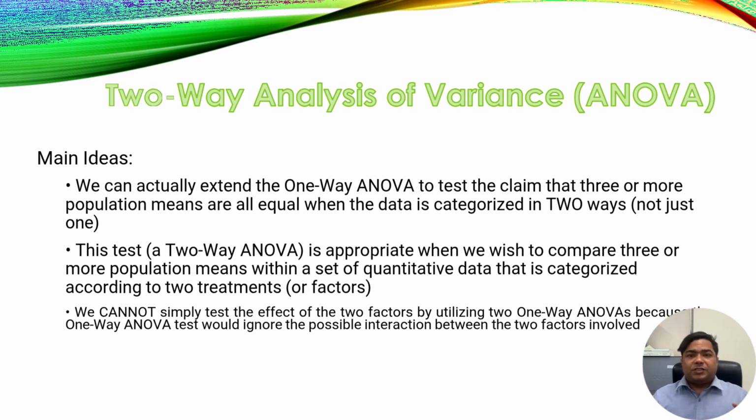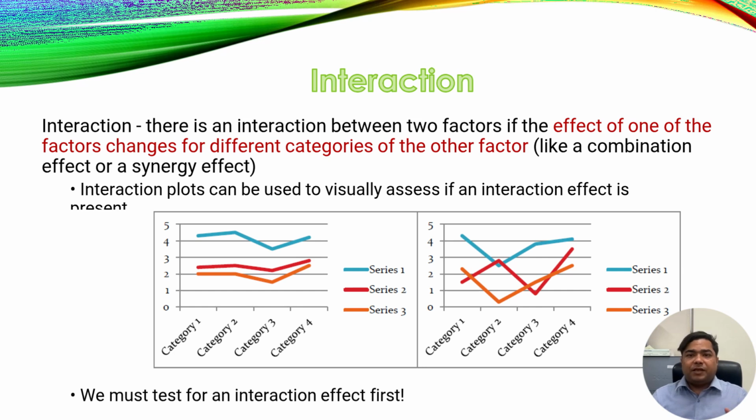Using two one-way analyses of variance is insufficient as it ignores potential interactions between factors. Interaction occurs when the effect of one factor varies across different categories of another factor, indicating a synergy. Interaction plots help visually assess this effect. It's crucial to test for interaction effects first to understand the dynamics between factors.